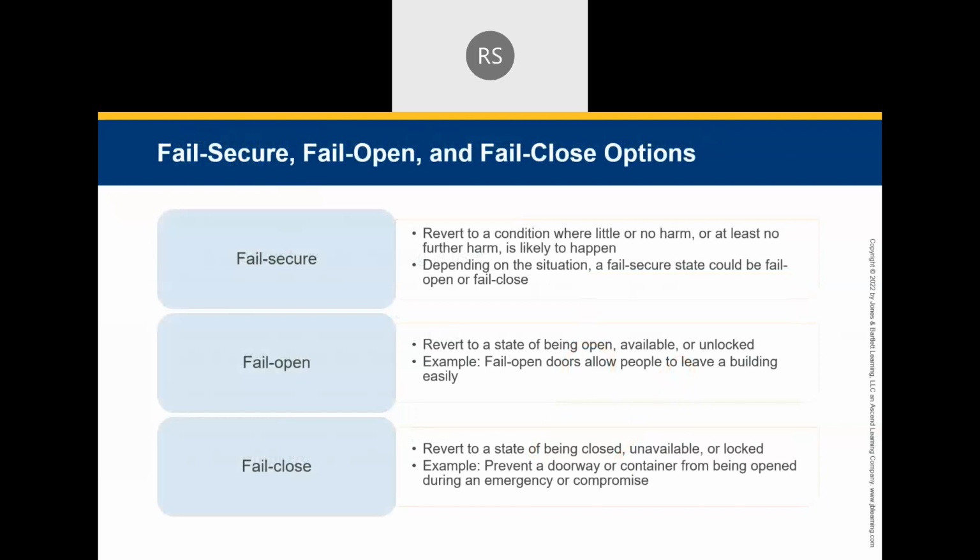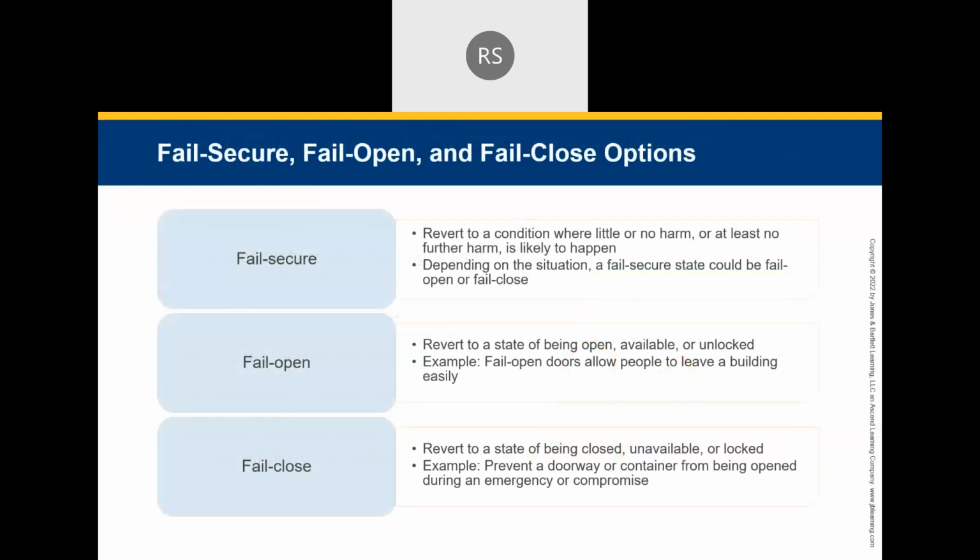So now we'll talk about fail secure, fail open, and fail close options. Fail secure refers to a condition where little or no harm, or at least no further harm, is likely to occur during a failure event. Depending on the situation, a fail secure state could manifest as either a fail open or fail close.